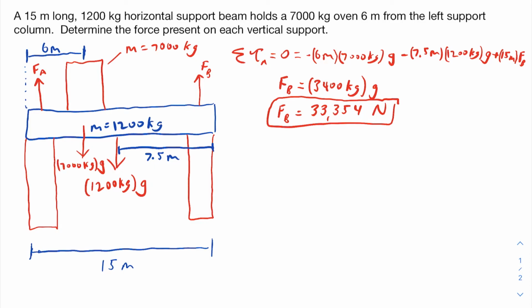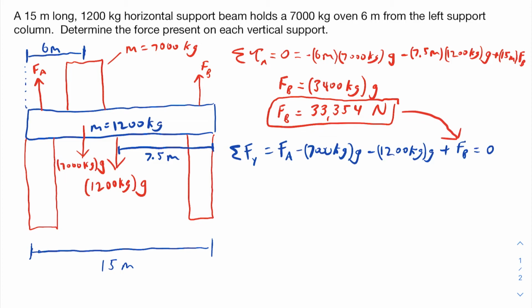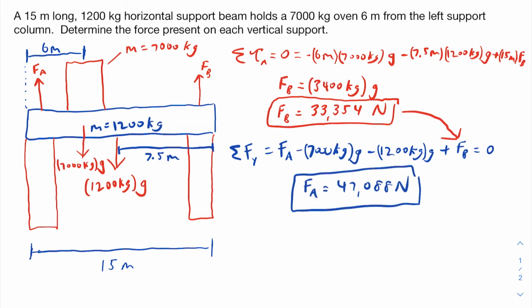We can use this to find the unknown force A. Writing the following equation and plugging in the value that we just found for force B, we can find that force A is equal to 47,088 newtons.